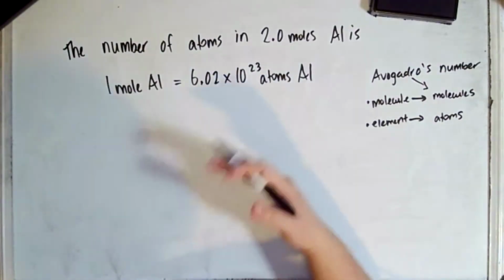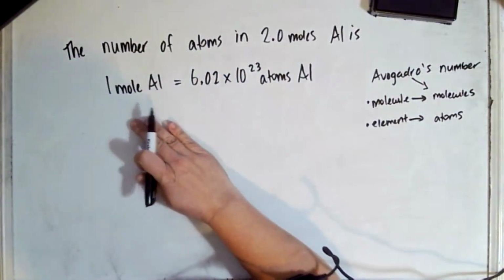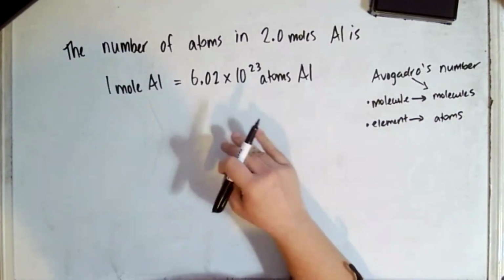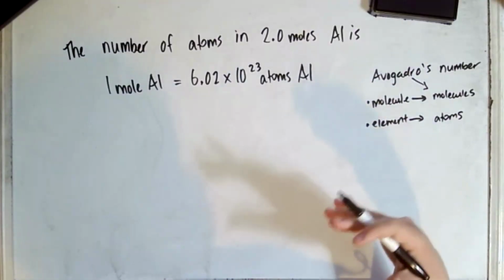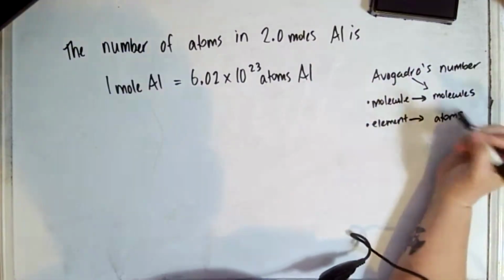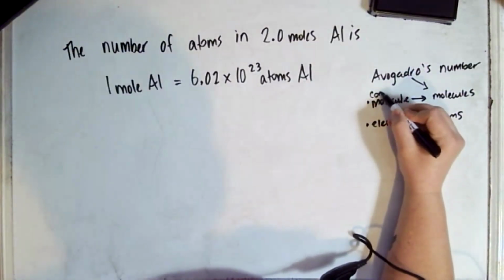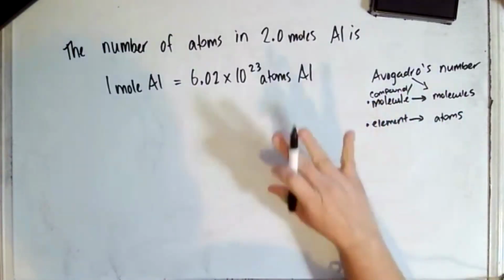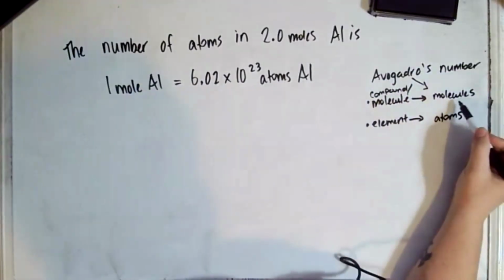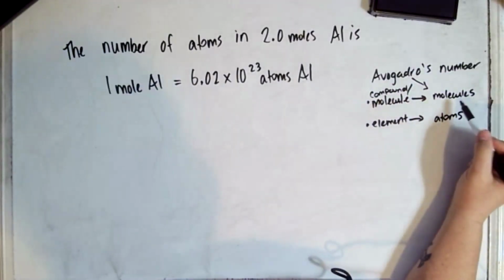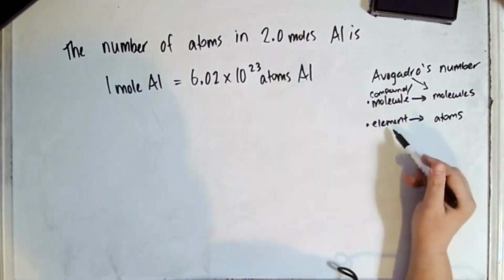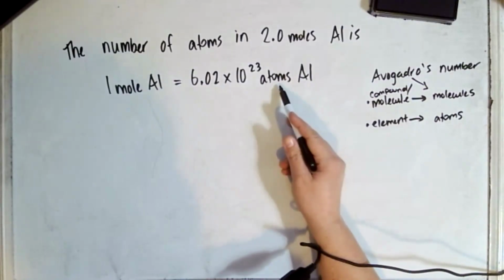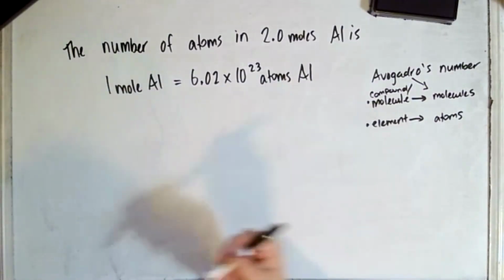That's why in our last example with CO2, 1 mole of CO2 gave us 6.02 times 10 to the 23 molecules of CO2. That's because CO2 is not an element, it's a compound. Let's write that word up here too. If it's a compound or a molecule that you're given information about, Avogadro's number is going to be related in terms of molecules. But if it's an element that you're given information about, Avogadro's number is going to relate to the number of atoms of that element.